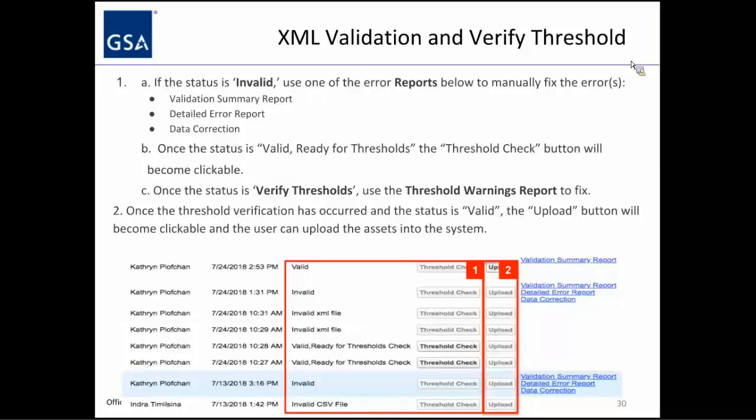So again, this is also showing that valid, that ready for threshold check. Once it is ready, you can see the difference between the grayed out and the not grayed out. Once you are valid and ready, that button's going to show up, and you can go ahead and click that verify and ready for threshold. So once the threshold verification has occurred, the status is going to show valid, and then that upload button will now become clickable as well.